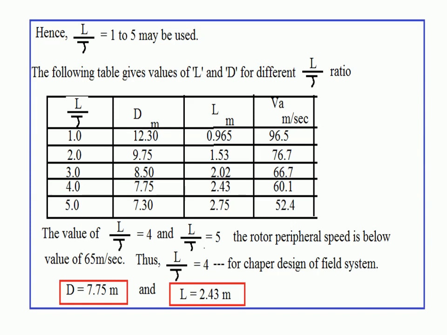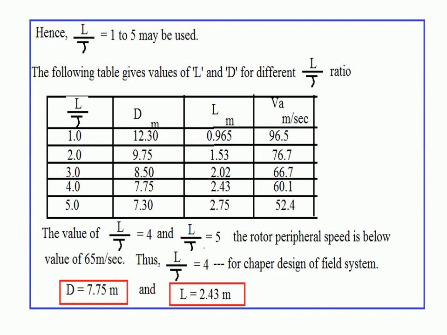You follow the table from 1 to 5, then you can observe for L by tau equal to 4 and L by tau equal to 5, we are going to get peripheral speed less than the permissible speed, that is 60.1 for L by tau equal to 4. For L by tau equal to 5, 52.4. Hence these two are optional, selectable, easily we can use. These two are permissible values.